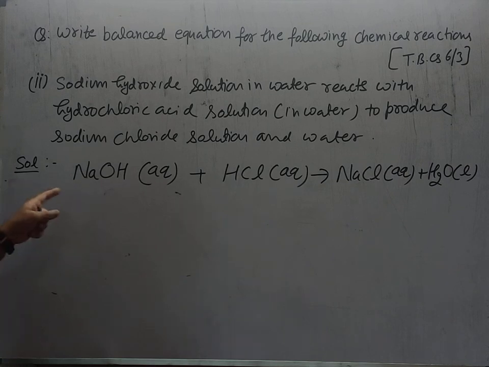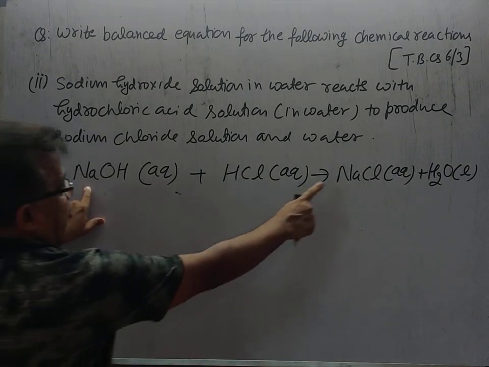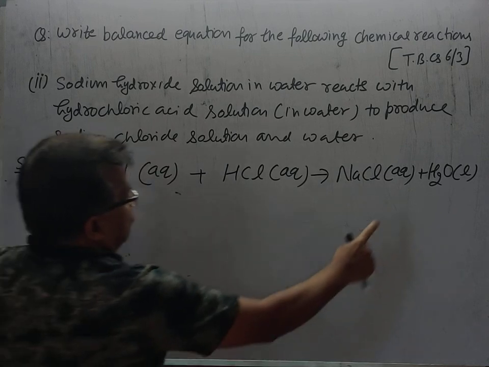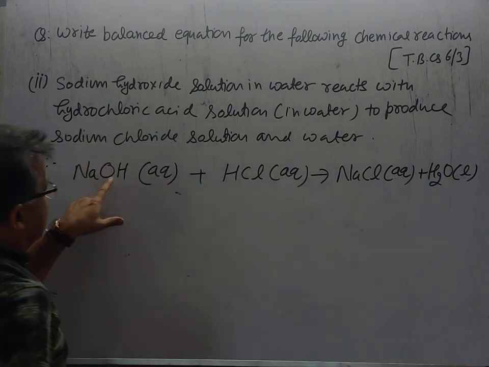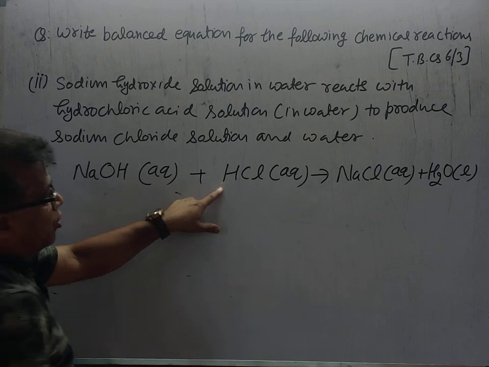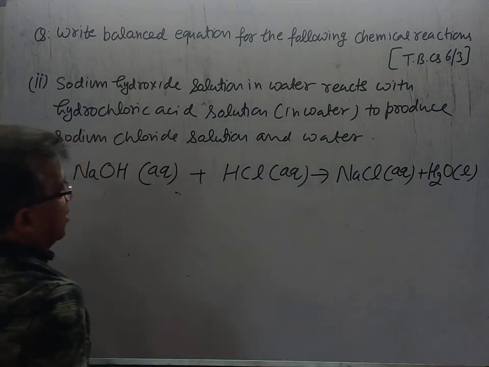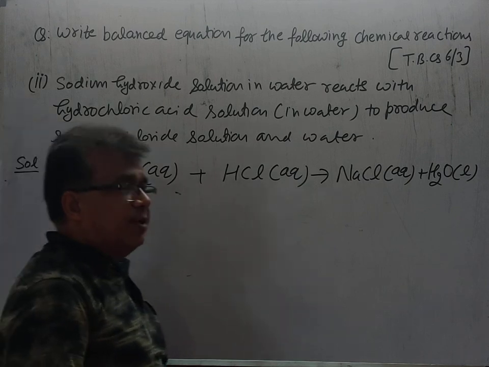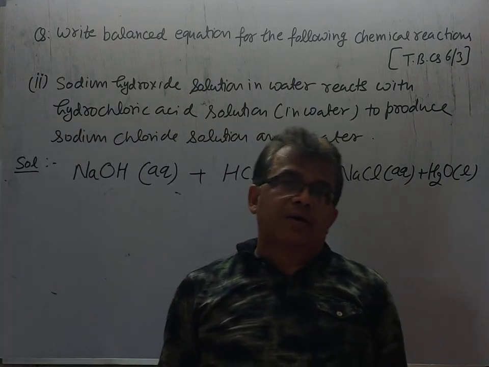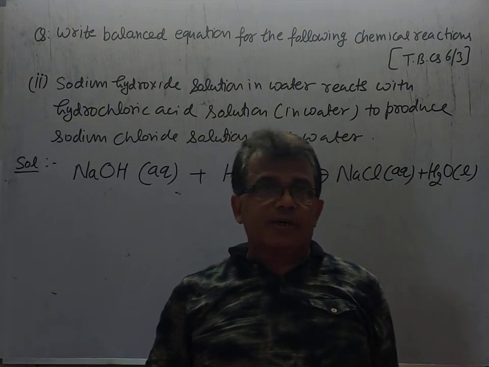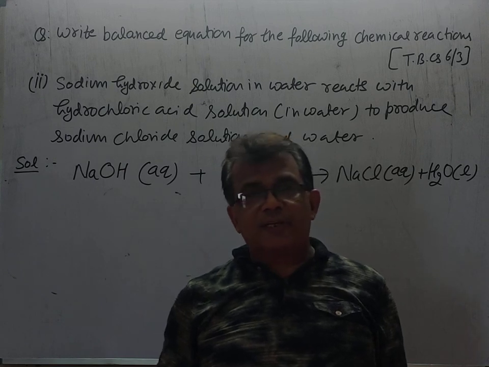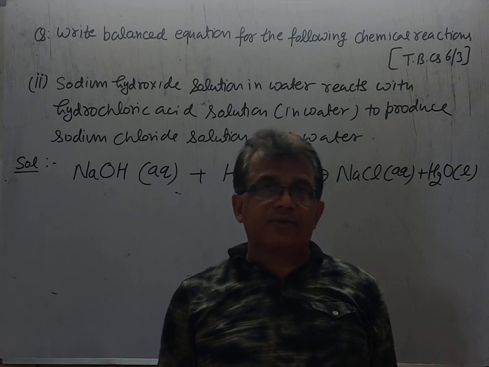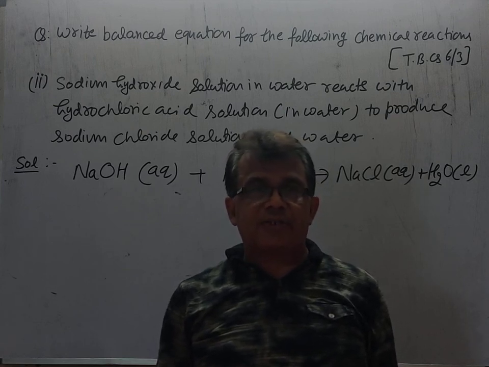So it is already balanced: Na 1 on both sides, O 1 on both sides, H 1 and 1 is 2, here H2, and Cl 1, so it is already balanced. So thus we have completed combination reaction, decomposition reaction, displacement reaction, and double displacement reaction. In the next class we shall study redox reactions. Thank you.